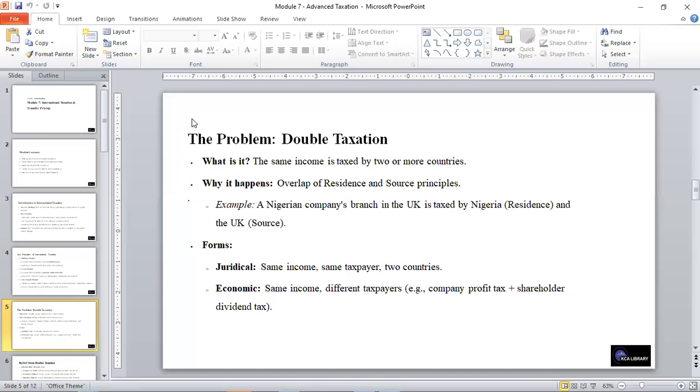For juridical, it's the same income, same taxpayer, but two countries. And for the economic, it is the same income, different taxpayers. That is company profit tax plus shareholders' dividend tax as such.